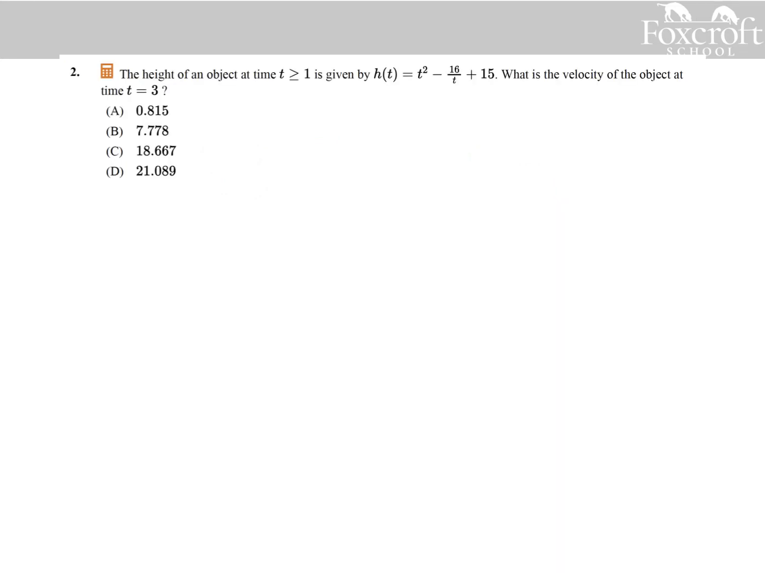All right, the height of an object at time t is given by this. What is the velocity of the object at time t equals 3? So we know the height is the position. Where is this thing located? So at the height's position, we need to take the derivative, and that's equal to the velocity.